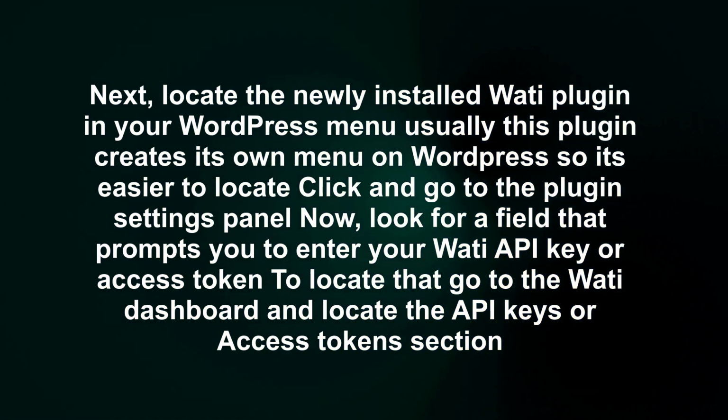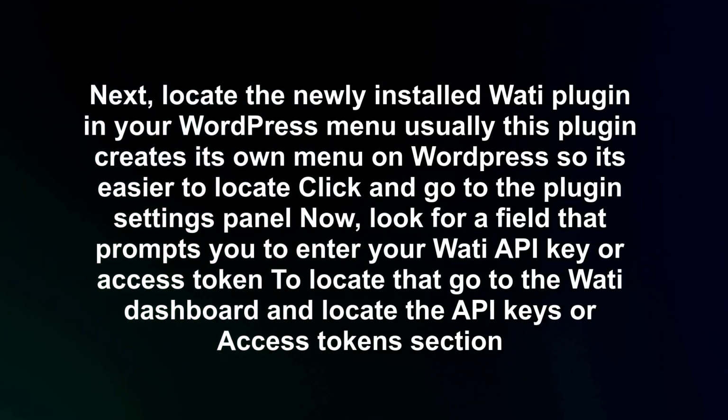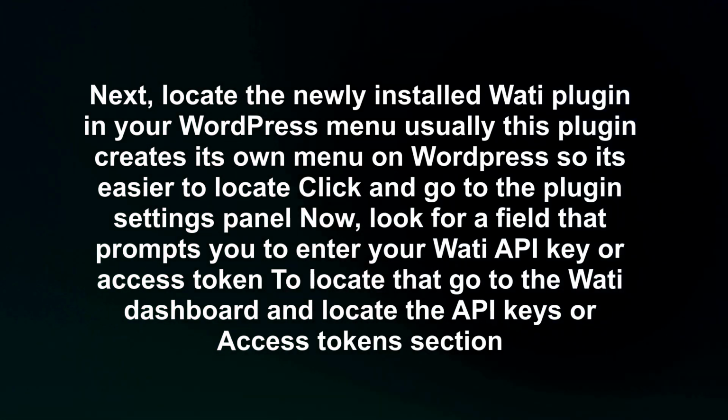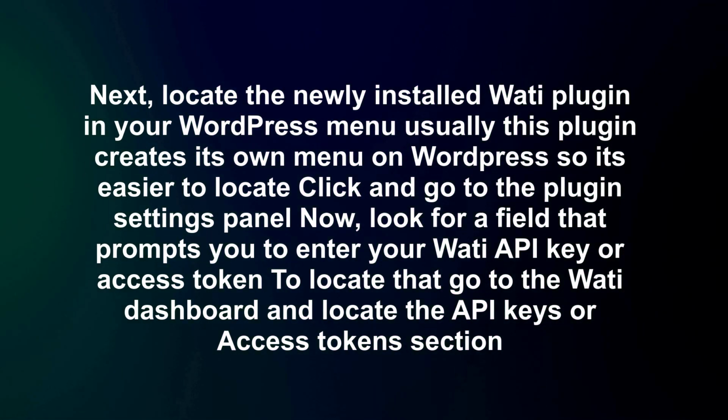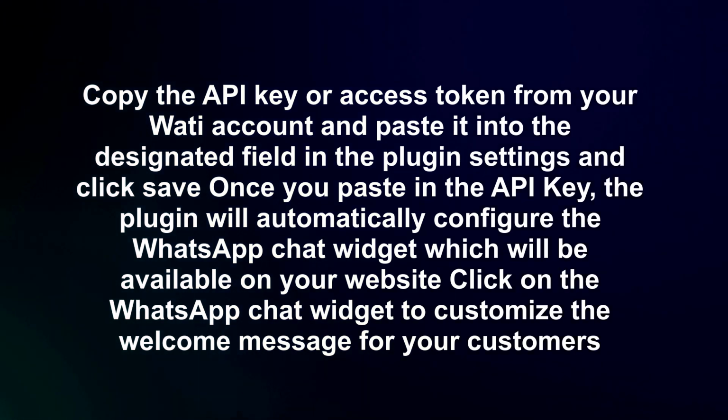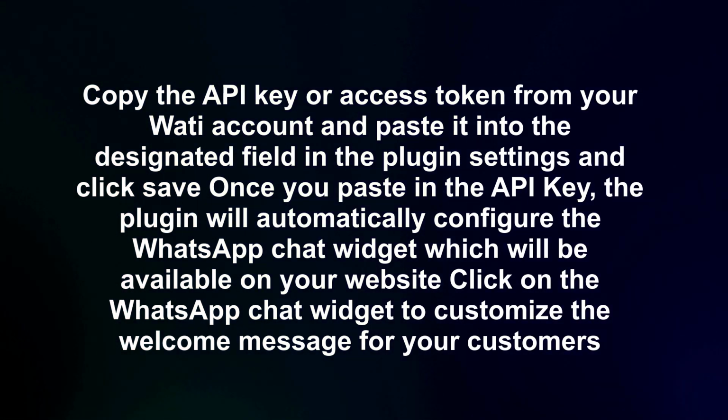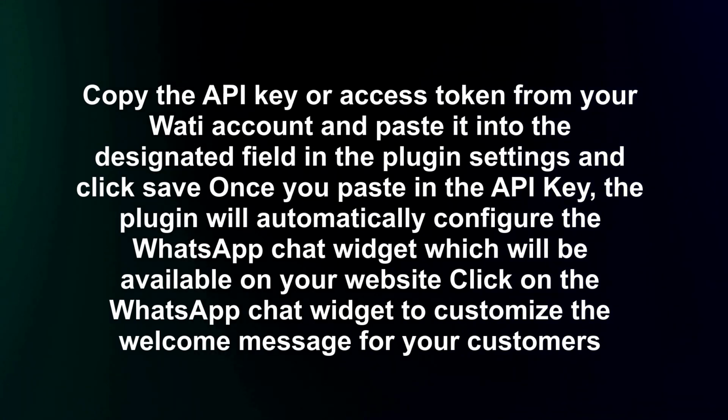Look for a field that prompts you to enter your Wati API key or access token. To locate that, go to the Wati dashboard and locate the API keys or access token section. Copy the API key or access token from your Wati account and paste it into the designated field in the plugin settings and click Save.